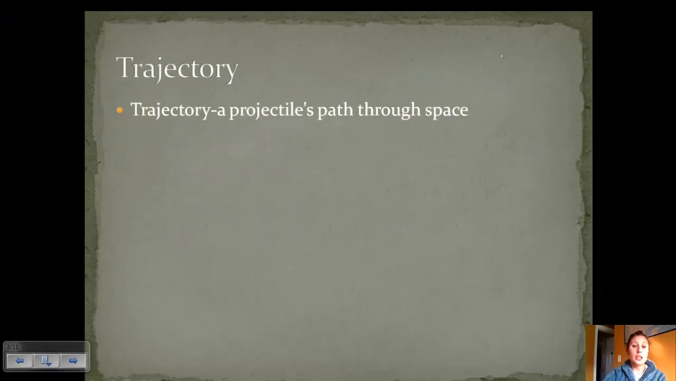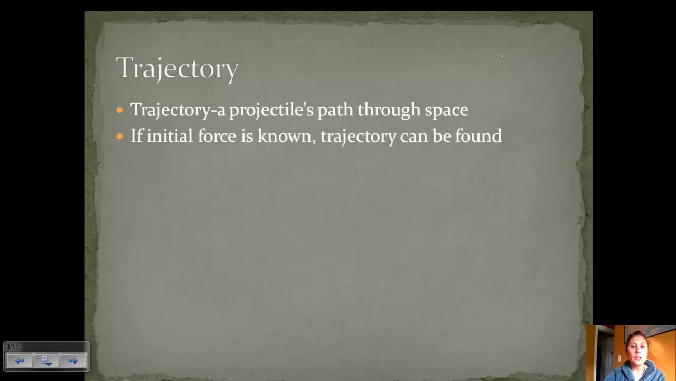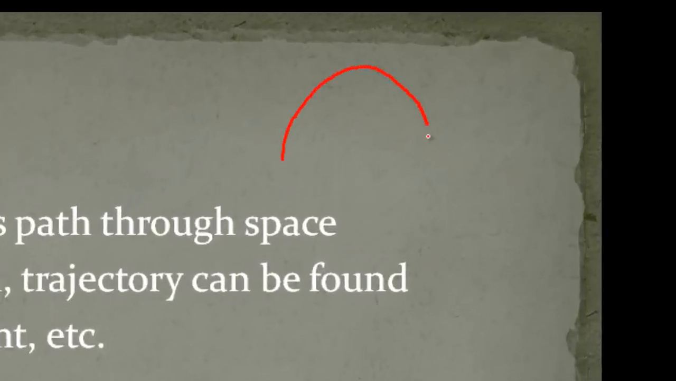So let's talk about trajectory. Trajectory is the projectile's path through space, so that parabola shape. And if we know the initial force, then we can find the trajectory. Some things that we can find with trajectory involve range and maximum height. So if we have our parabola shape, our range is how far horizontally the object is going to travel, and our maximum height is the maximum vertical distance that the object is going to travel, so from the top of the object's path of motion to the ground.